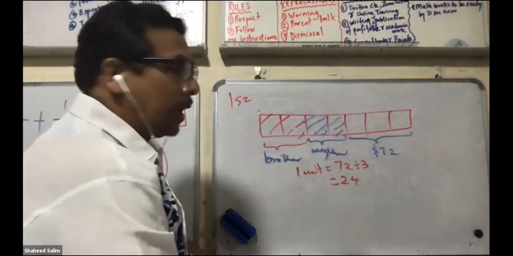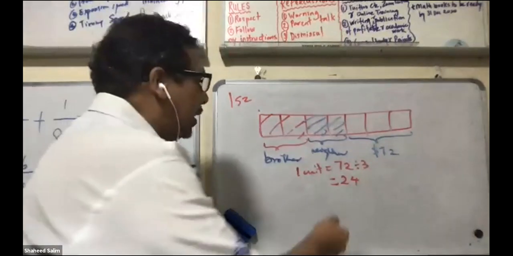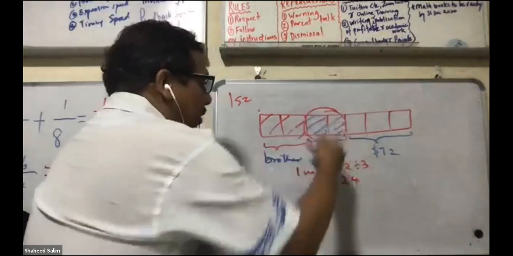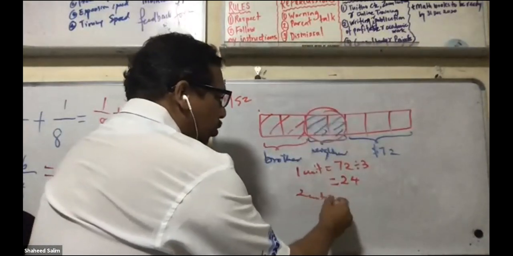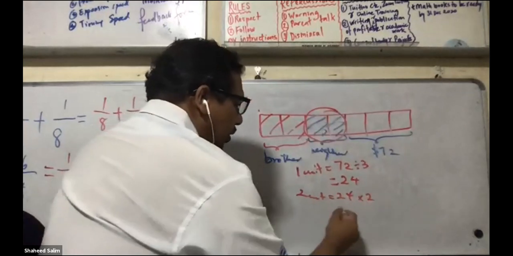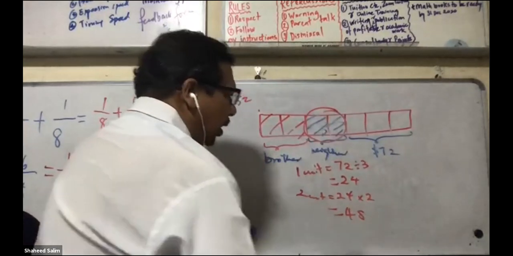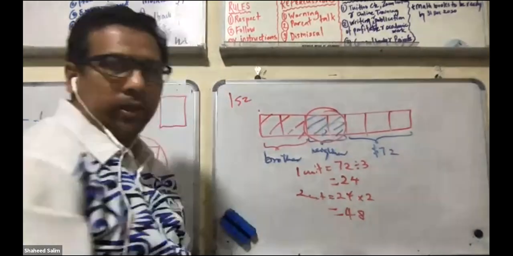All right. So now they ask you, how many did he give to the neighbor? How many? 2 units. Right? So 2 units is 24 times 2 is 48 cookies.